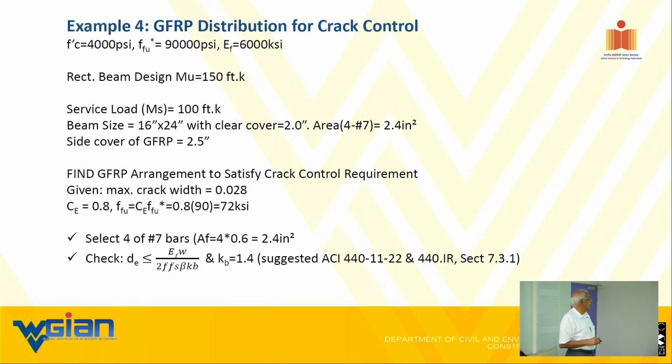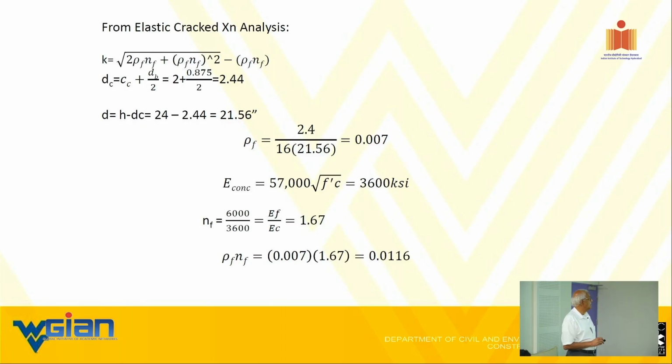We select the 4 number 7 bars. We're going to make some of these checks in terms of the crack width, and the equations I told you are given right there, section 7.31, and this is the equation. So you can see, once again, we are talking about the elastic analysis. We are talking about service load. Means what? We are only looking at I effective, not I cracking.